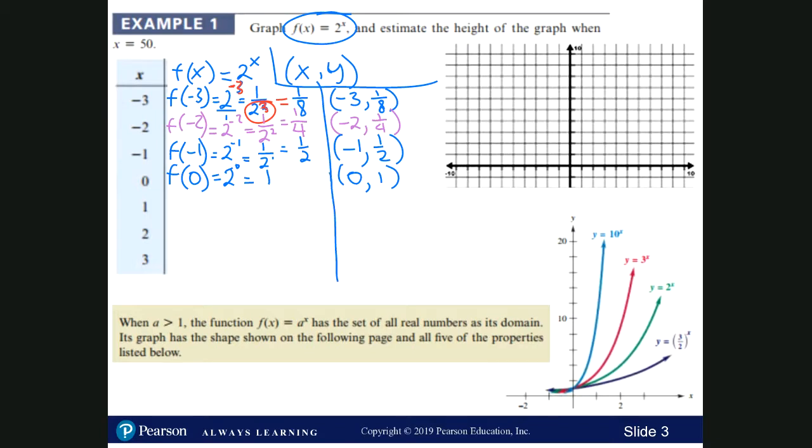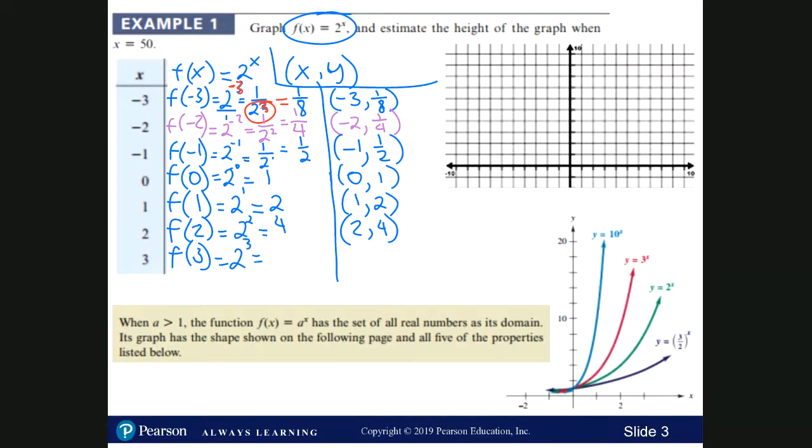Next one, f of 1. So we will be substituting the exponent x with the number 1. So 2 to the power 1 is just 2. So we get the point 1, comma 2. And we have 2 more to go. f of 2 will be 2 to the power 2, which will be 2 times 2, which is 4. So the point is 2, comma 4. The next one, we have f of 3, and that will be 2 to the power 3, which is 2 times 2 times 2, and that will be 8. So we get the point 3, comma 8.